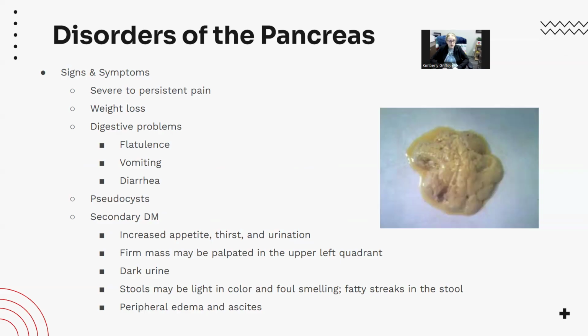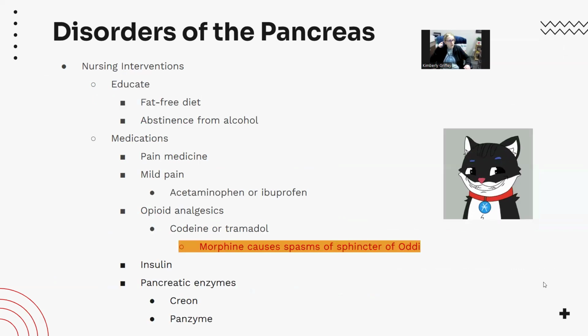You'll have dark urine. Stools may be light in color and foul smelling and have fatty streaks in the stool. So that's what this is. This is like the steatorrhea. See how it's got like an oil ring around it? It's got little streaks of stuff. They may also have peripheral edema and ascites. With these patients, you want to educate them on a fat-free diet and abstinence from alcohol.